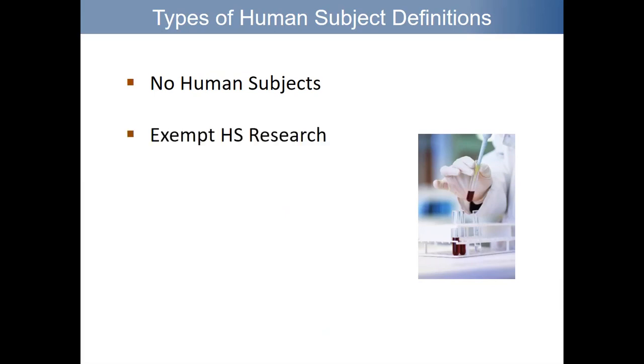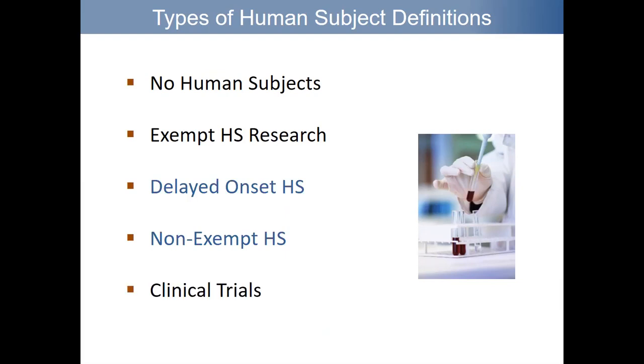The second one would be exempt human subjects research, which I referred to earlier. The third, delayed onset human subject studies. And then the last and most common one would be non-exempt human subject studies. If you have a non-exempt human subject study in which you answered yes to all 4 of the previous questions, then your study would also be considered a clinical trial.